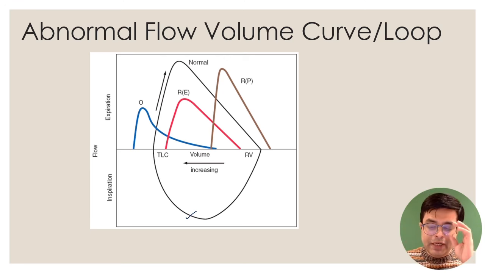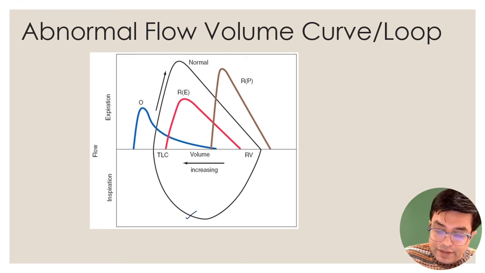Three diseases have been shown here. First of all, look at the blue curve. The blue curve is obstructive lung disease. What happens in obstructive lung disease? Can you see that total lung capacity has shifted further to the left?